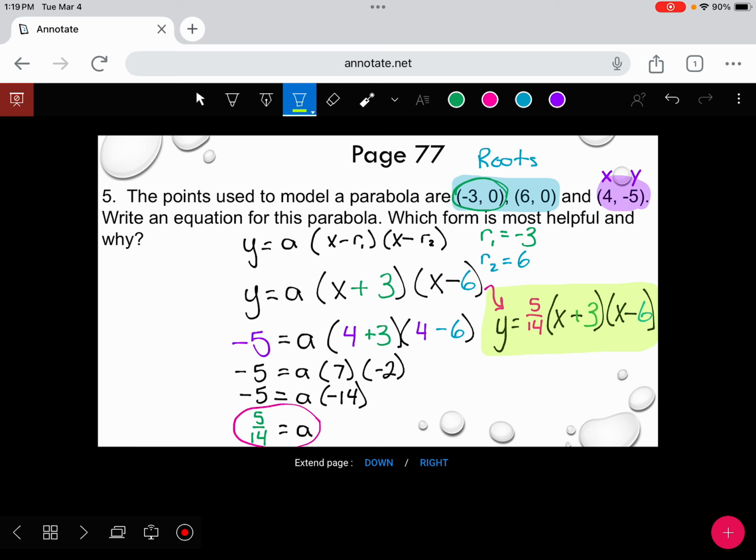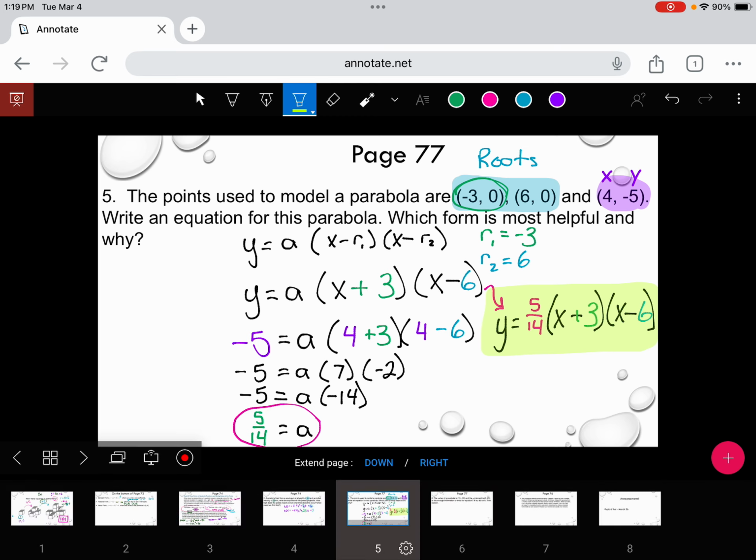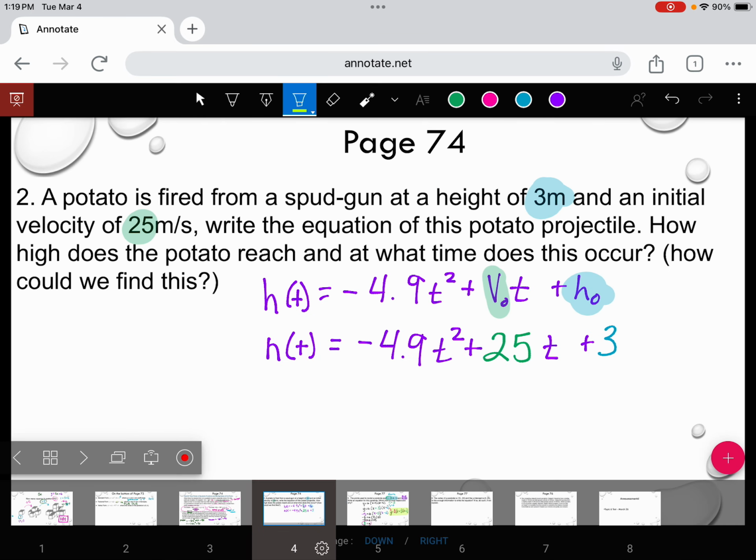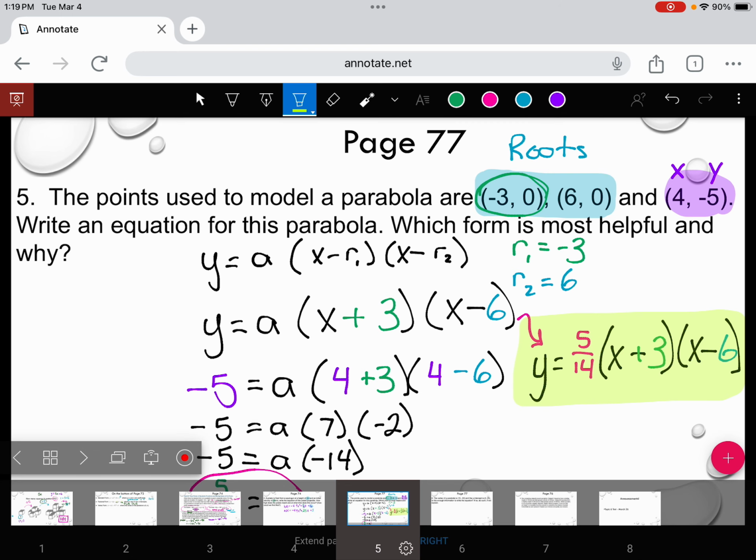Because we can take our 2 roots and make a factored form. We already have done it where we took our initial starting speed and made a standard form, so I wonder what form we're going to talk about next. Oh my gosh, what?